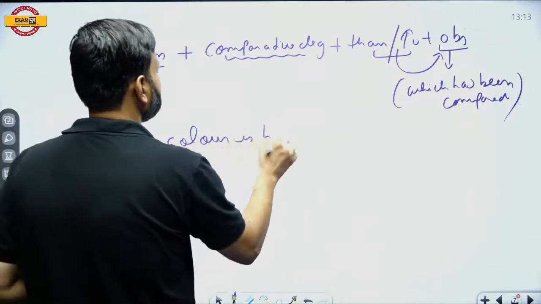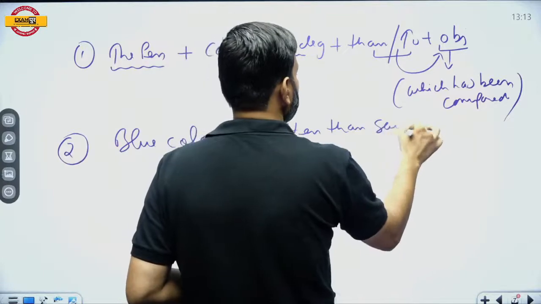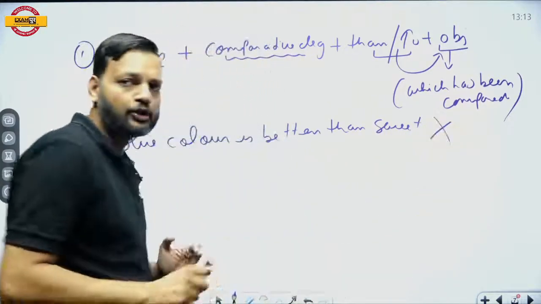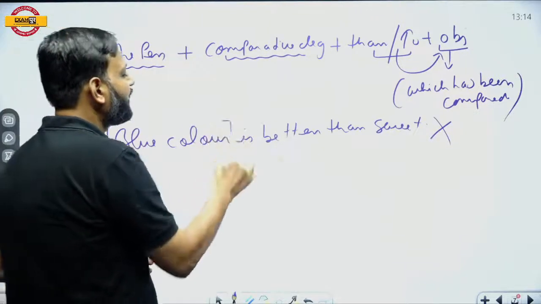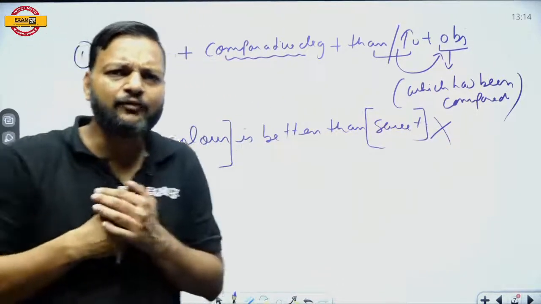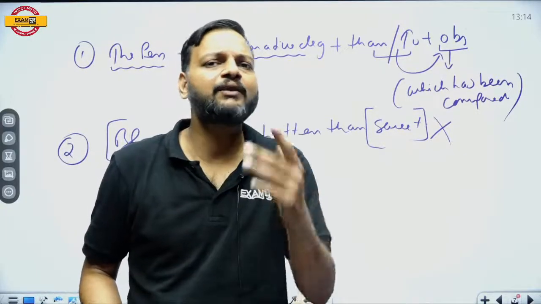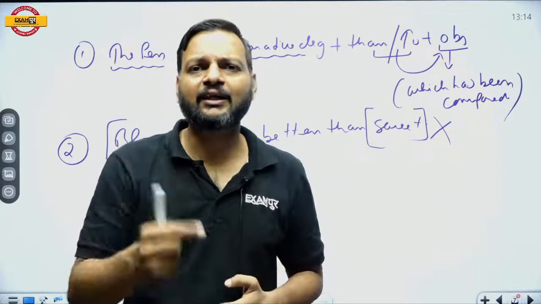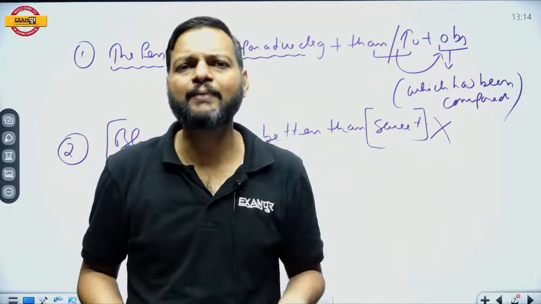If I write blue color is better than sweet, so logically this sentence is wrong. Because there is no comparison between color and taste. Do we ever compare a color with taste? Is there any comparison between the two? Can you say that red color is much better than bitter? You can't say, because there is no comparison.